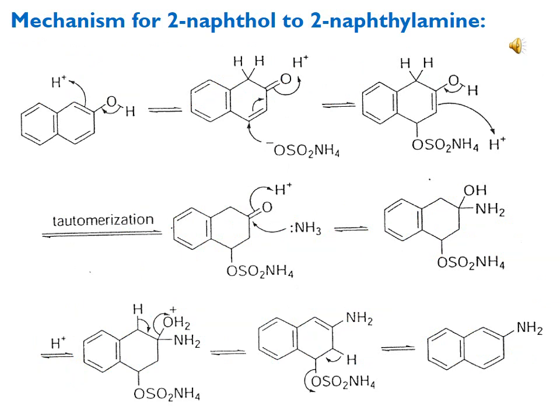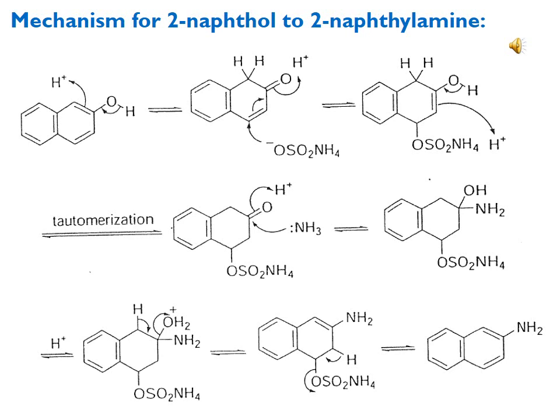Here is the overall reaction given for the conversion of 2-naphthol to 2-naphthylamine. Here 2-naphthol is converted into naphthylamine by the use of ammonia and ammonium sulfite. In the first step, you can see an H plus ion from the ammonium of ammonium sulfite interacts with this beta-naphthol and we get a keto form. Next, the sulfite acting as a nucleophile attacks the carbon with the double bond, and the double bond moves towards the carbonyl moiety and is converted again into an OH group, and we get an adduct of bisulfite and this beta-naphthol.